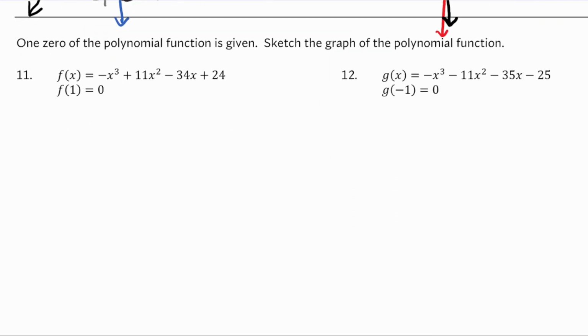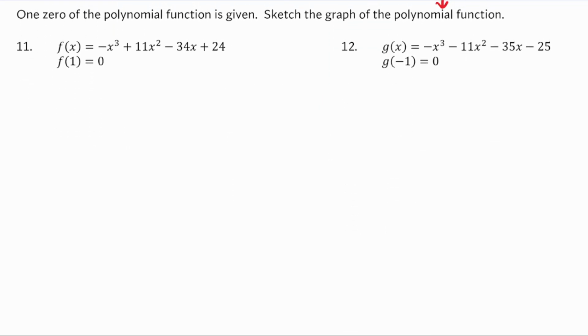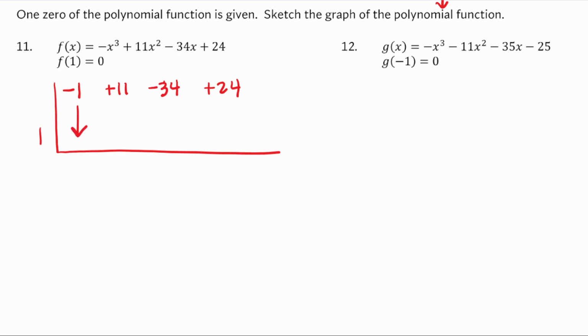All right. Now, here's a couple where one of the zeros is given, and then we're going to sketch the graph. Okay, if one of the zeros is given, then we'll use it with synthetic division to hopefully factor it down. All right, so f of 1 equals 0. So we're going to set up for synthetic. We're going to do negative 1x cubed, positive 11x to the 2, negative 34x, and positive 24. And we're going to run 1 through there because we know that x equals 1 is a 0 of the polynomial, meaning that x minus 1 is a factor, however you want to think about it.